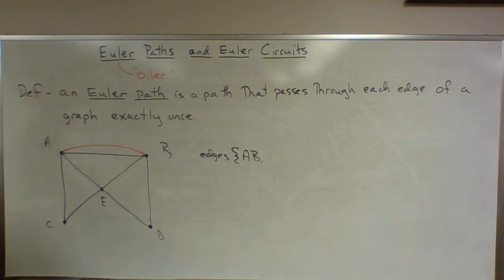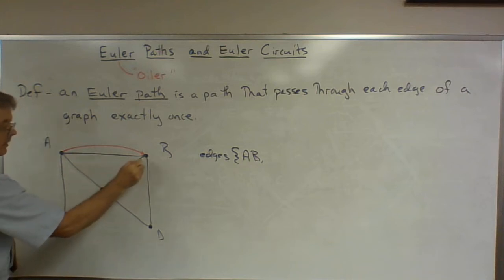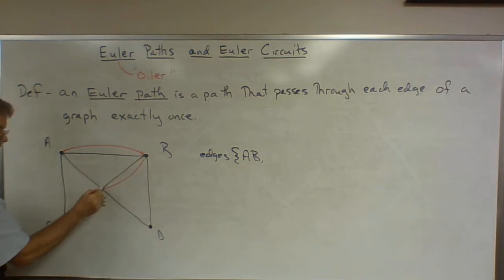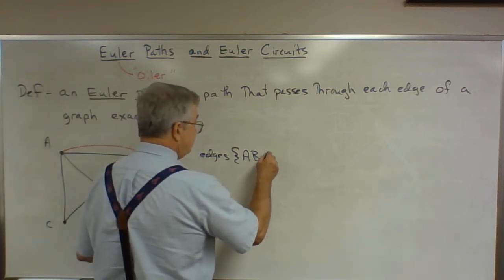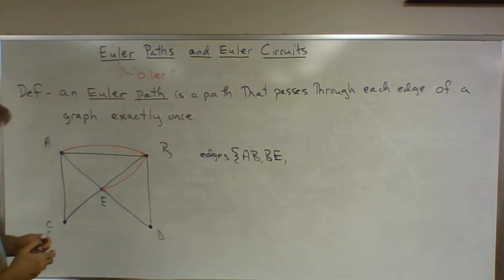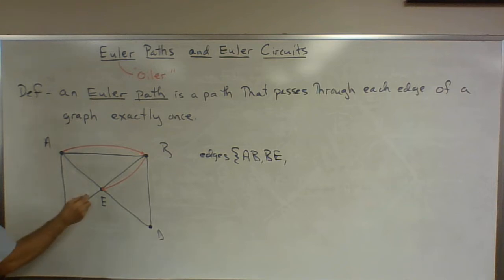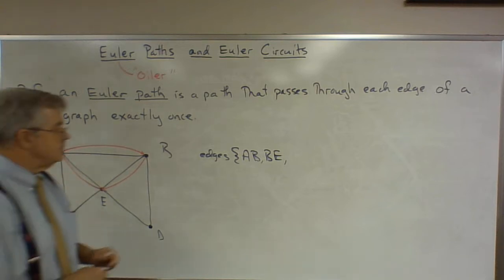It worked well before. I'll try it again. I'll cover this edge right here, going from B to E. So there's my second edge. And I'll follow in my footsteps from the first graph. I'll go from E to A. So I've got this edge, and this edge covered exactly once.